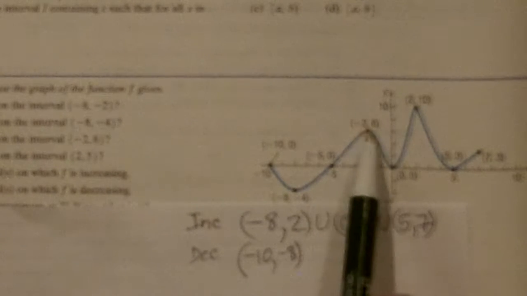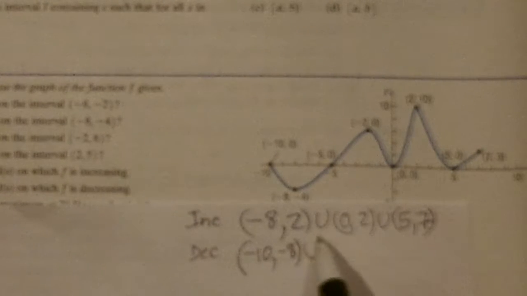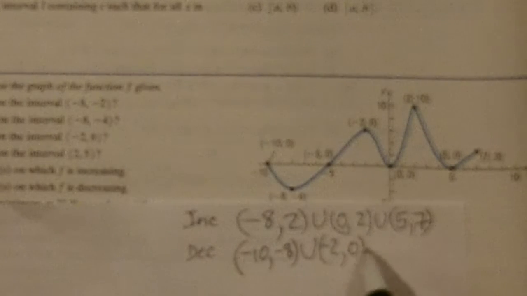And list the intervals where it's decreasing. This is number 18. So it's going down from x being -10 to -8. The function's decreasing. Then it decreases again from -2 all the way up to 0 in the x. And then it decreases again from +2 in the x to +5 in the x. And that's 18.